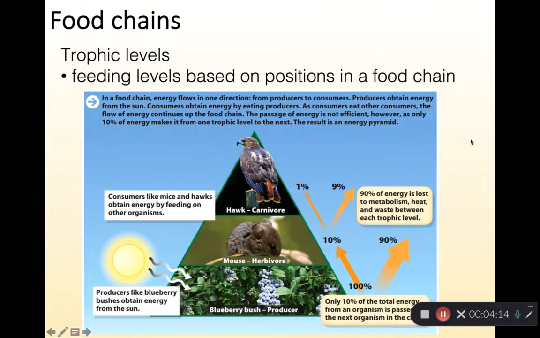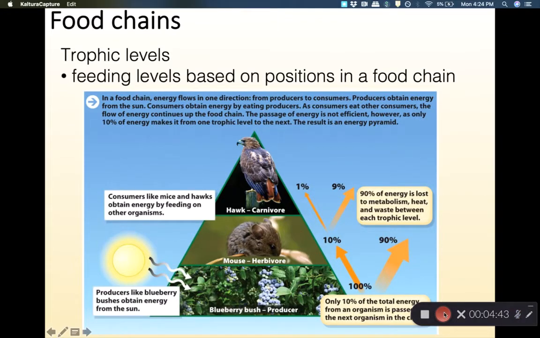One of the easiest ways to start thinking about how populations interact is through trophic levels or through food chains. A trophic level is basically just feeding levels based on positions in a food chain. Trophic comes from the Greek trophe, meaning nutrients. At the very bottom of all food chains, we have what we call producers, or autotrophs. Autotroph comes from two Greek roots, auto, meaning self, and trophic, meaning nutrients.